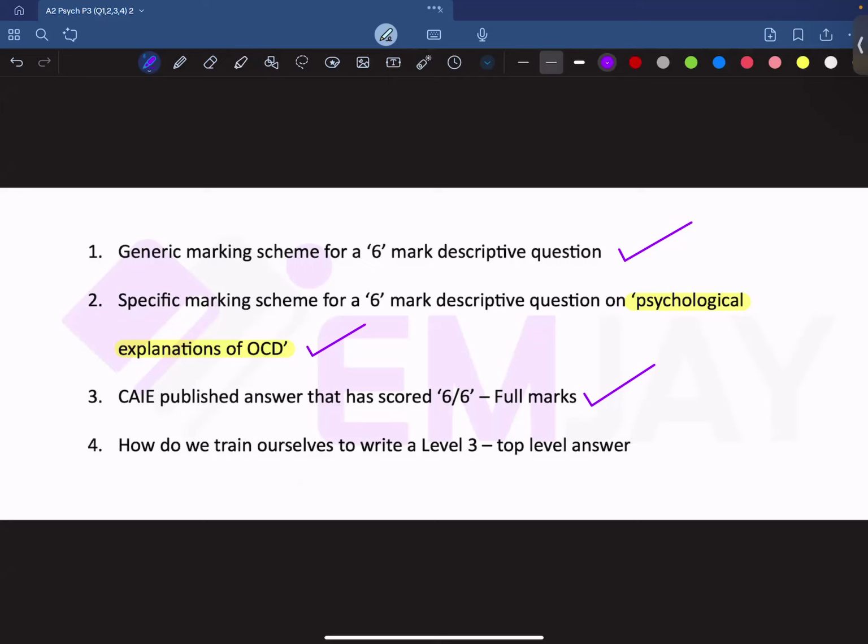How do we score full marks? To begin with, open up your book, or from wherever, whatever content you use for your preparation, open that and start writing answers to descriptive questions. And while you're doing so, time yourself. Timing plays a very, very crucial role.